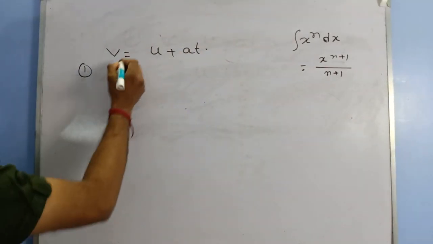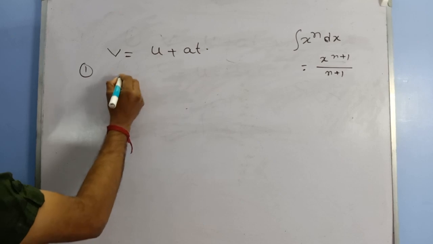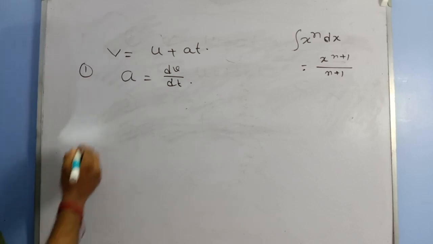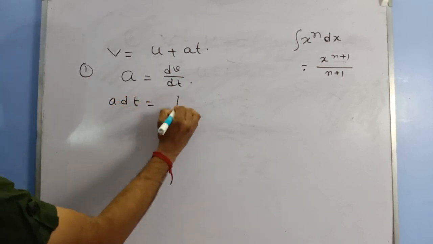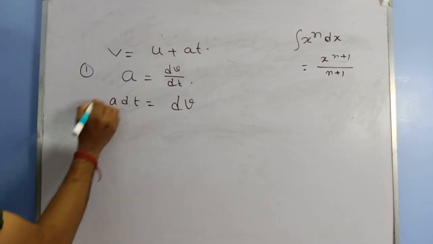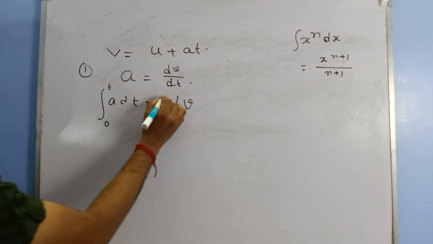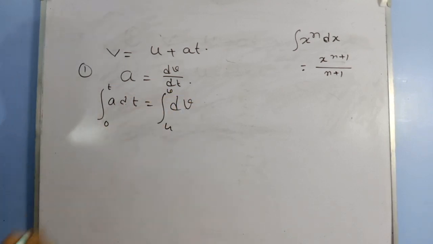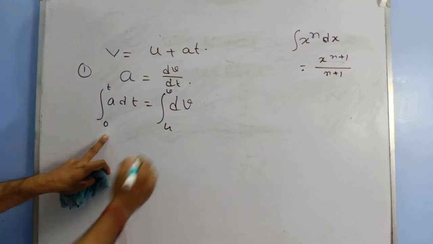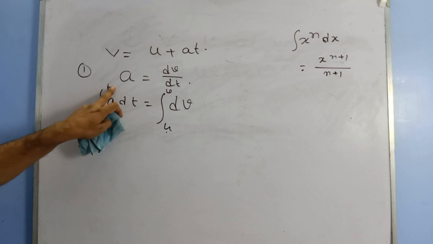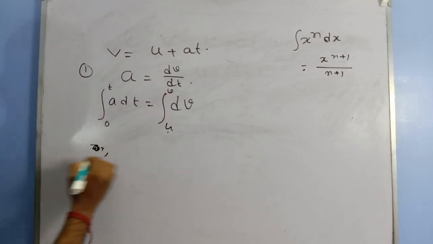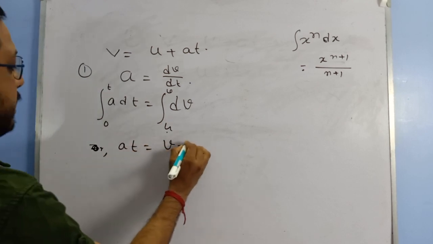So, v equals u plus at. We know that the acceleration a is given by dv by dt. So, a dt is equal to dv. Now, we take the integration, that is integration from 0 to t on one side and u to v on the other, because when time t equals 0 the velocity is u, and when time is t the velocity is v. So, we get at equals v minus u.